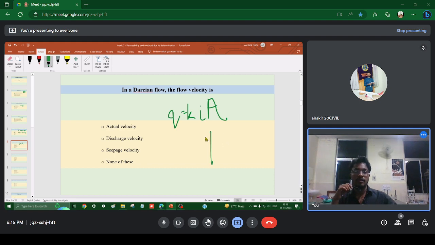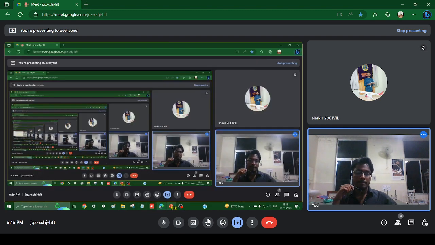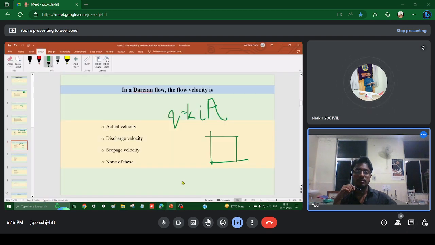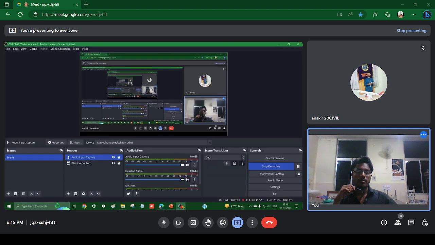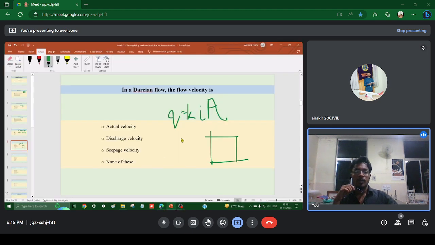So if this is the cross section of the soil sample, this entire cross sectional area will be taken into consideration.